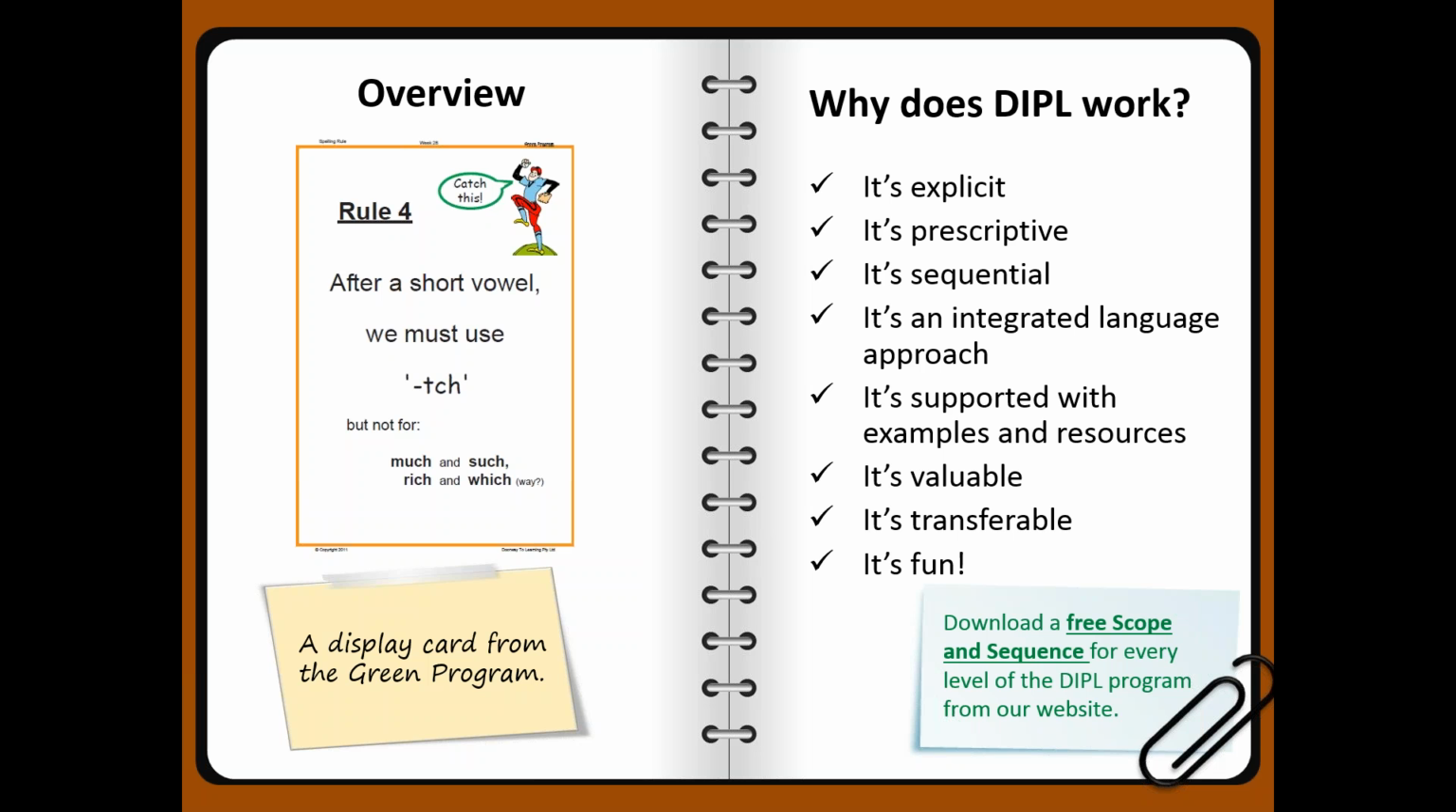It is supported with fantastic examples and resources, including our online program, but there are also lots of great hands-on games and activities. We also think that the DIPL program is lots of fun. On the left-hand side is an example of one of the rule cards from our Green DIPL program. Each level of the program has display cards that the teacher can use to support the learning in the classroom and support students with visual aids.